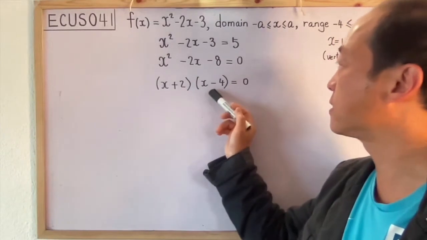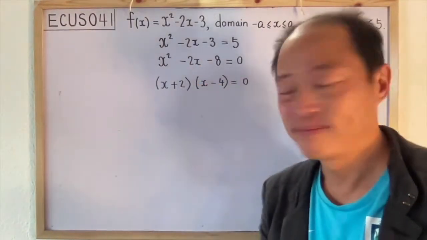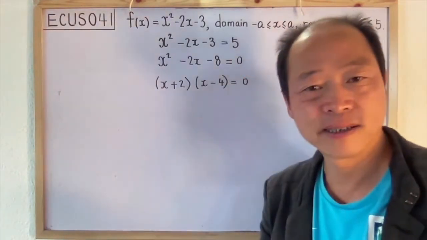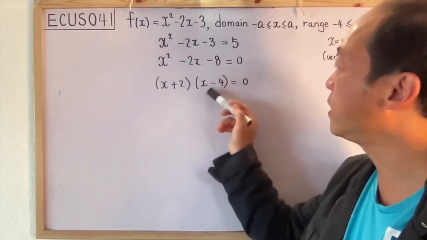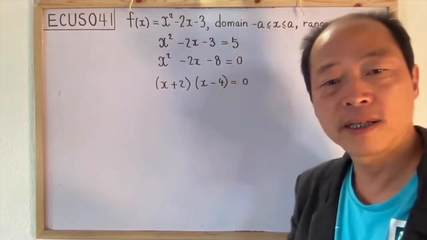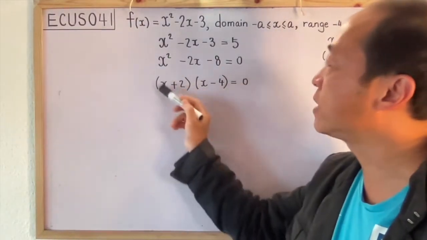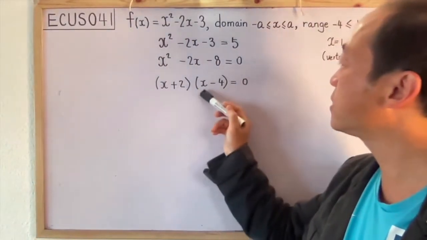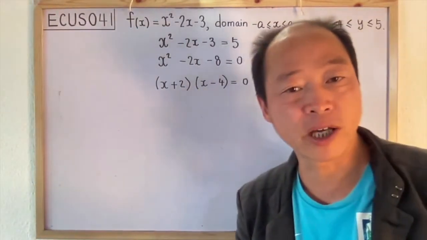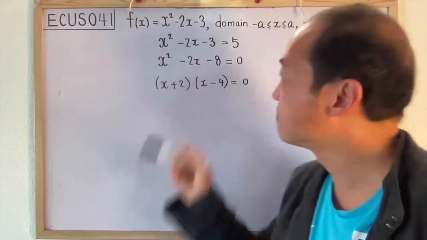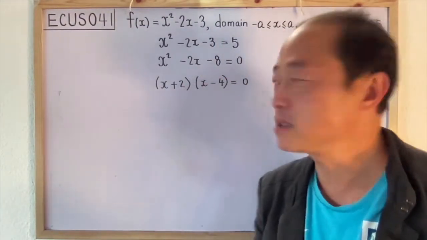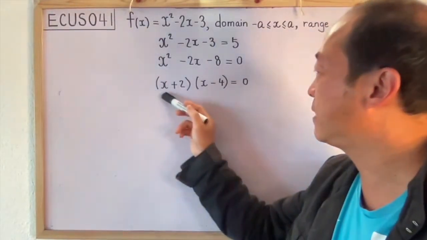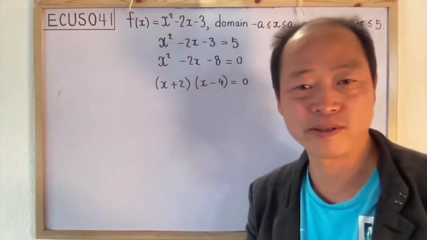x times x, we have x squared. Plus 2 times minus 4, we have minus 8. 2 times x, we have 2x. Minus 4 times x, we have minus 4x. 2x and minus 4x come together, we have minus 2x. This means that the quadratic is correctly factorized as x plus 2 times x minus 4.